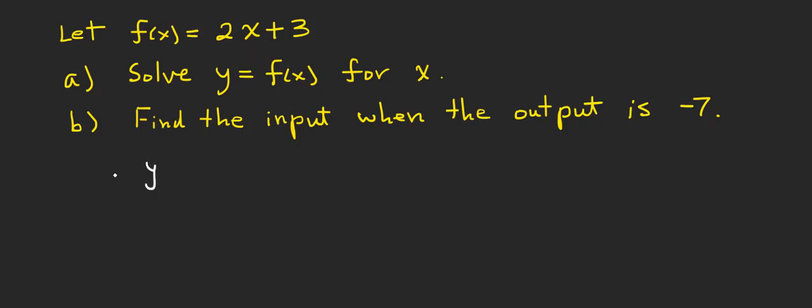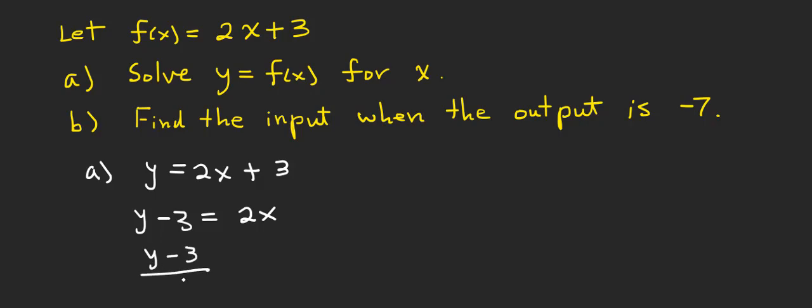So we have y equals 2x plus 3. And how do you solve for x here? You need to subtract 3 from both sides, and then divide both sides by 2. So you get x equals y minus 3 all over 2. We're done with part A.